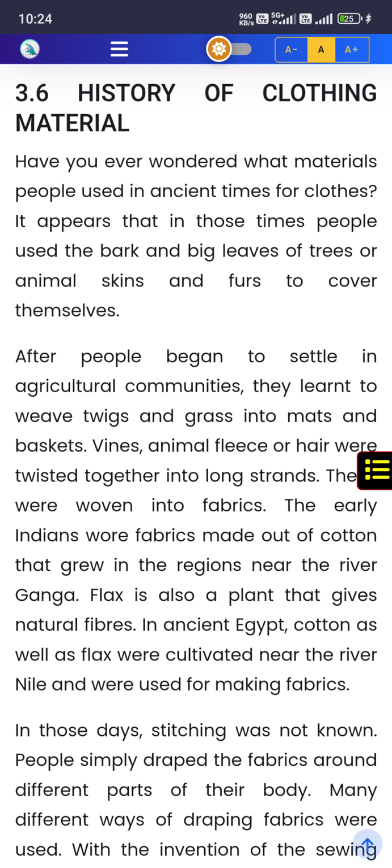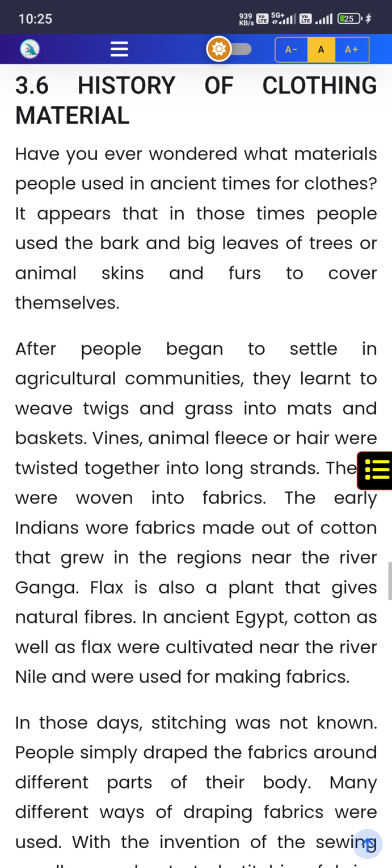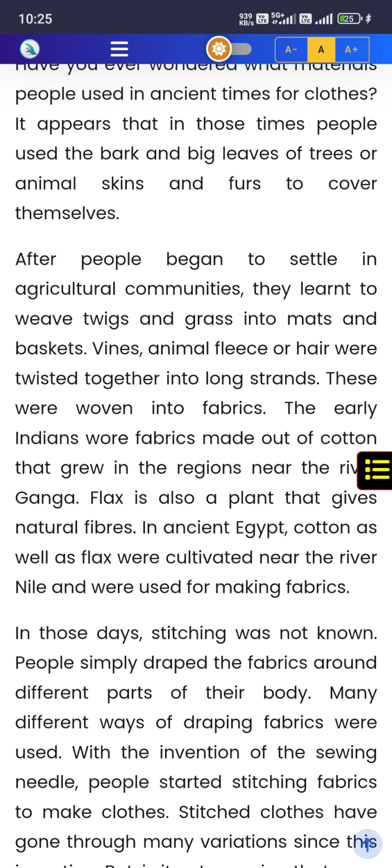Do you understand what this means? So, when people began to settle in agricultural communities, that is, a group of people that relies on agriculture for its basic needs, they started living together and making baskets and mats using grass and twigs of trees and plants. Vines, animal fleece, and hair were twisted together into long strands. These were woven into fabric.